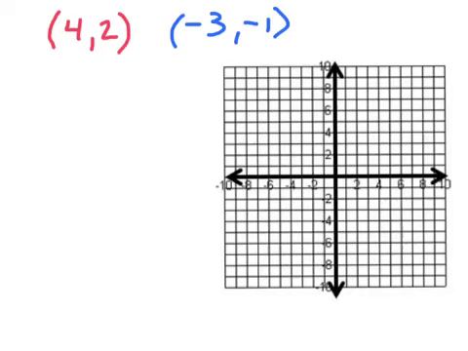So let's take the two points, (4, 2), which is right here on the graph, and (-3, -1), which is right here on the graph. I want to know, given these two points, how far apart are they? If I draw a line between the two, what would be that distance? In class today, we talked about completing this and saying, if I go to this point, how far apart would they be?